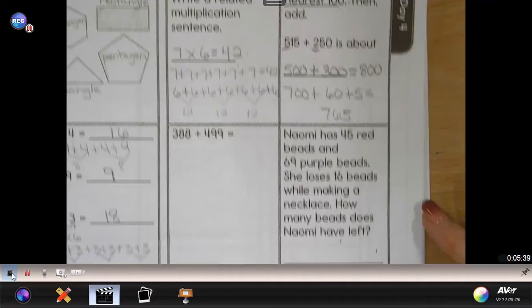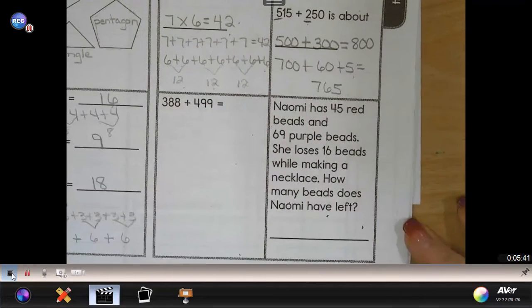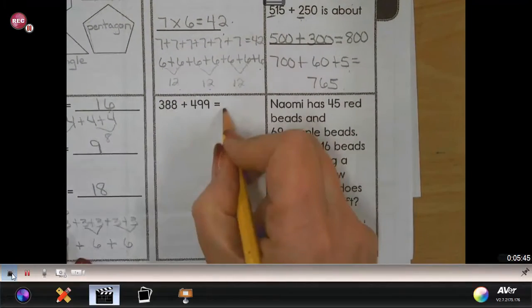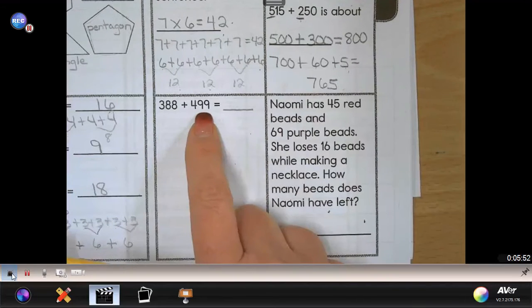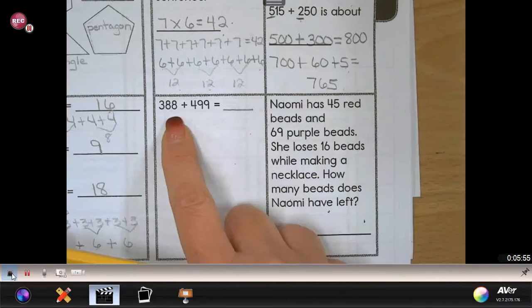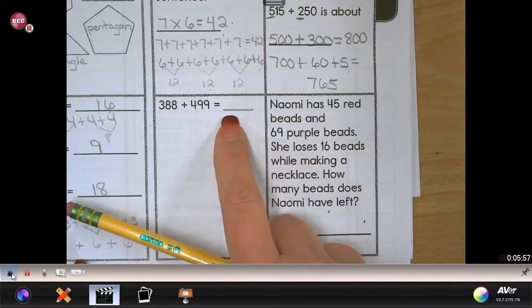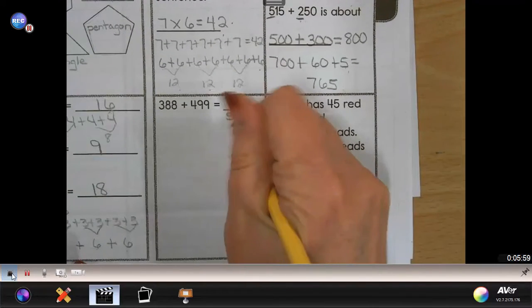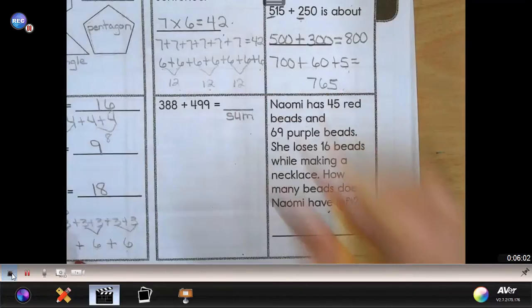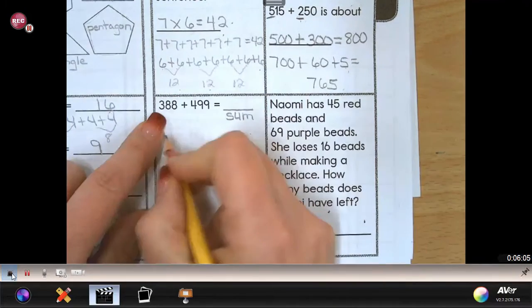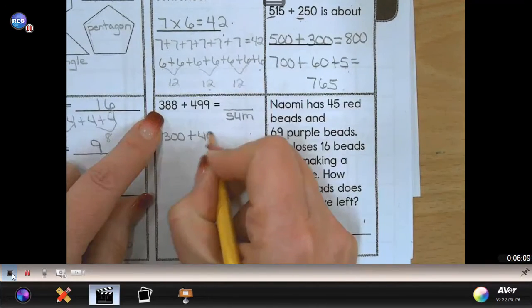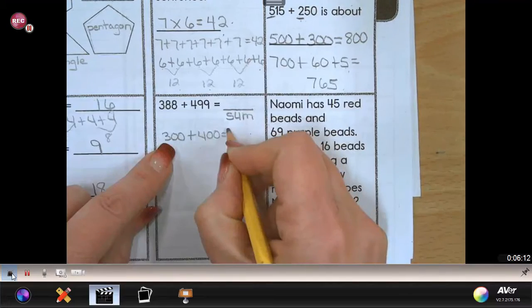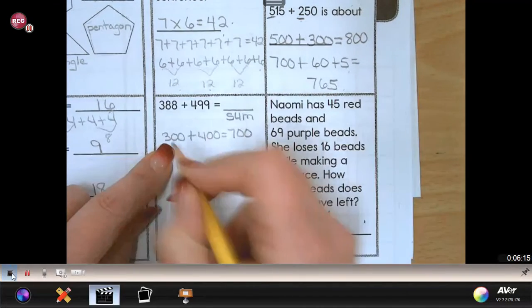Our next problem is a sum, and we know that we're looking for the sum. And again, remember, your sum is when you take two numbers, 388 and 499, you put them together and combine that amount into one larger amount called your sum. What's it called? The sum. So we're going to take the 300 plus the 400, and we're going to add those to make 700.